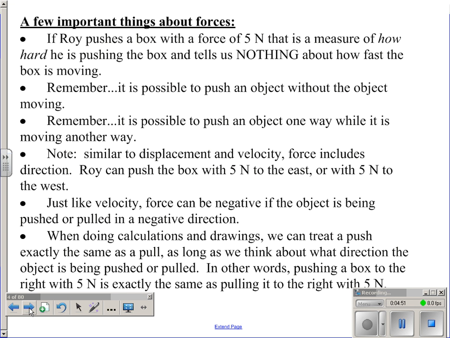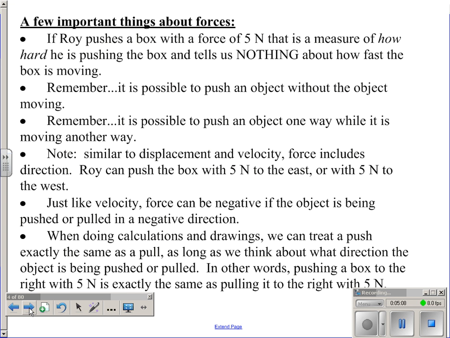If you want to talk about it moving, then you're talking about velocity, which would be measured in meters per second. Okay, so you can say you push it with 5 newtons, or it moves at 5 meters per second. And those are two different concepts. One is about how hard you're pushing it. The other is about how fast it's moving.